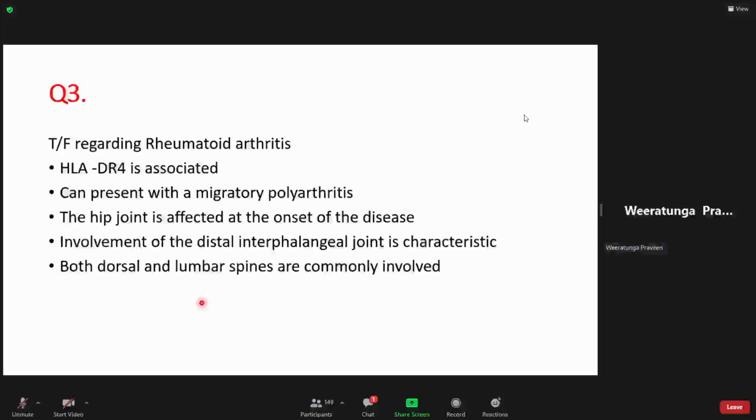Yes, Achala, palindromic rheumatoid arthritis is another name for the migratory polyarthritis. This is typically seen in early disease, early rheumatoid arthritis, where the joint pain can move from joint to joint. Okay, so this MCQ focuses on the joint pattern that you get in rheumatoid arthritis.